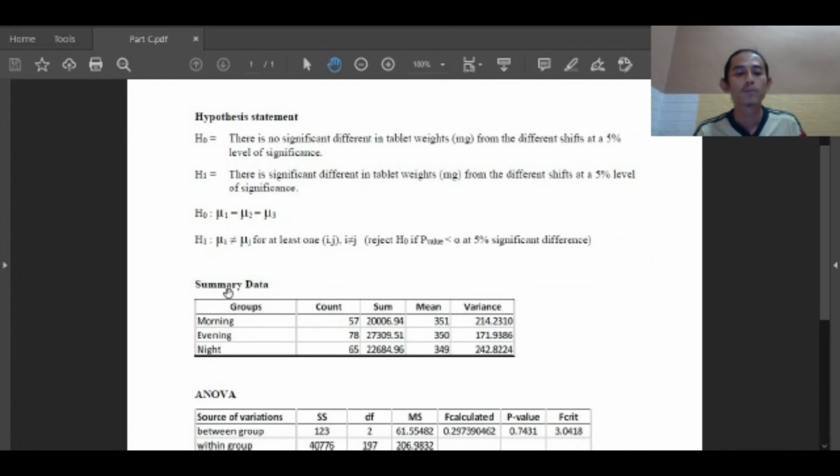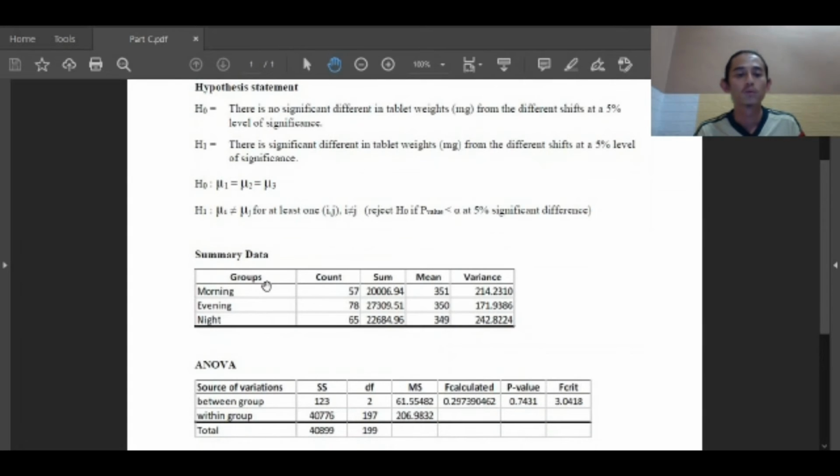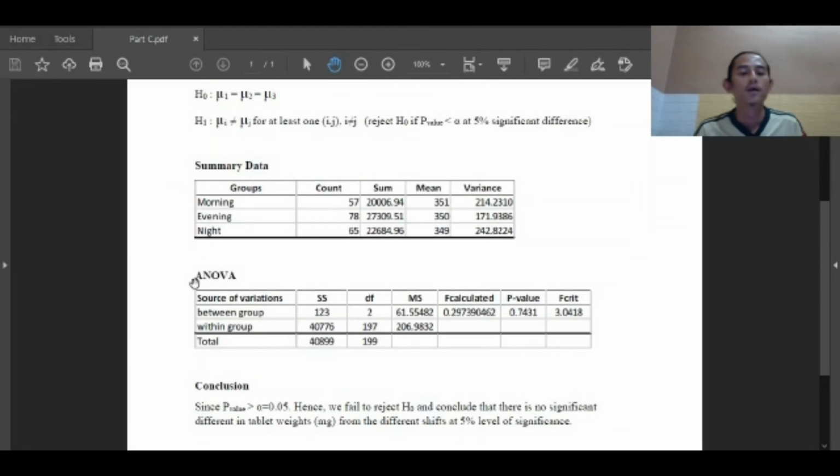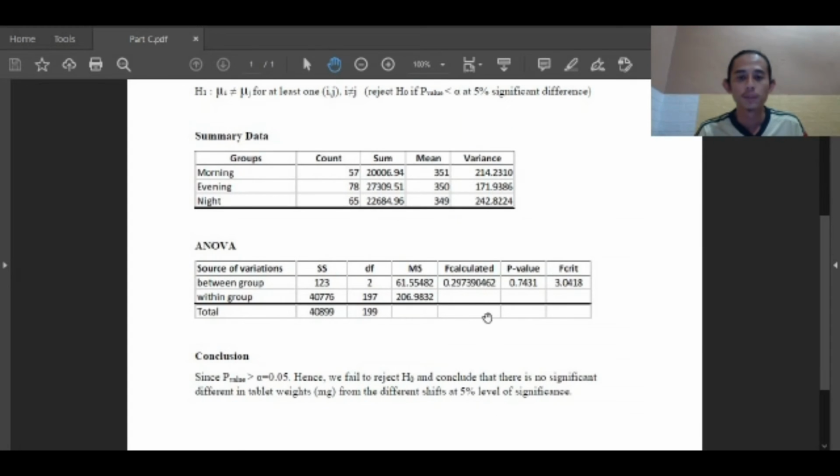So the summary from the given data, we tabulate the group, the count for each group, sum, mean and the variance. The next is ANOVA. The first column is source of variation. Second is sum of squares, degree of freedom, mean squares, F calculated, p value and the F critical. So the p value here is 0.7431.